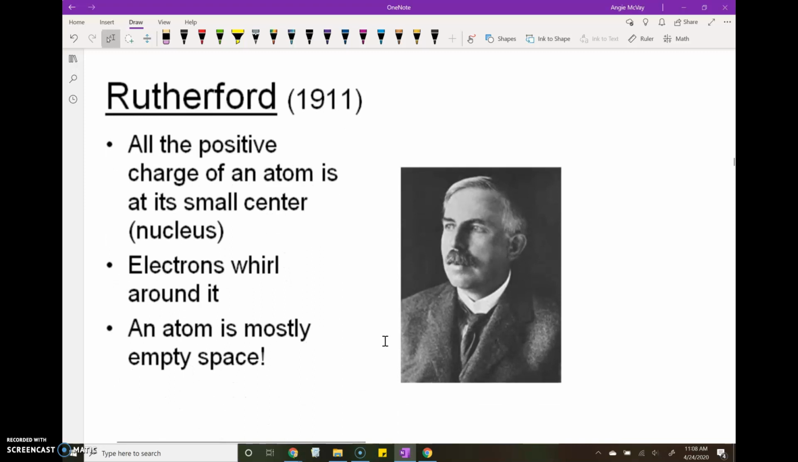All right. So as a result of what he saw, Rutherford then theorized in 1911 that all of the positive charge of an atom is at its center, and it's condensed in a really small center. He theorized as a result that electrons whirl around it and that the atom is mostly empty space.